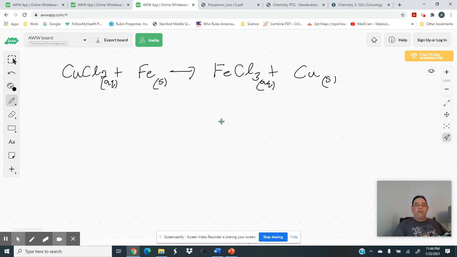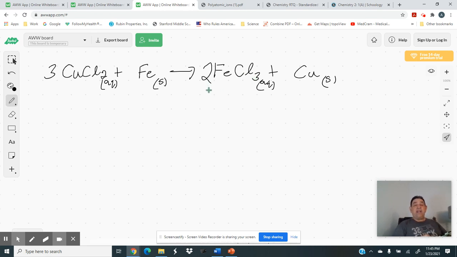So once again, 4 steps. Step 1, balance the equation. There's 1 copper, 1 iron, 1 iron. But there are 2 chlorines here and 3 chlorines on this side. So we still need to balance the chlorine. If I put a 3 in front of here, it's going to give us 6 chlorines. And if I put a 2 in front of this one right here, it'll give us 6 chlorines also. So we'll balance out the chlorines by doing that.